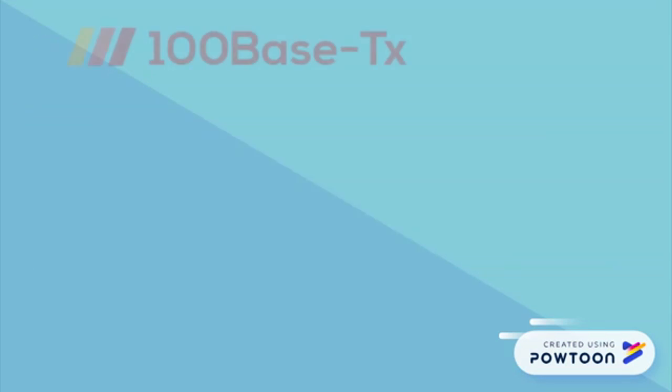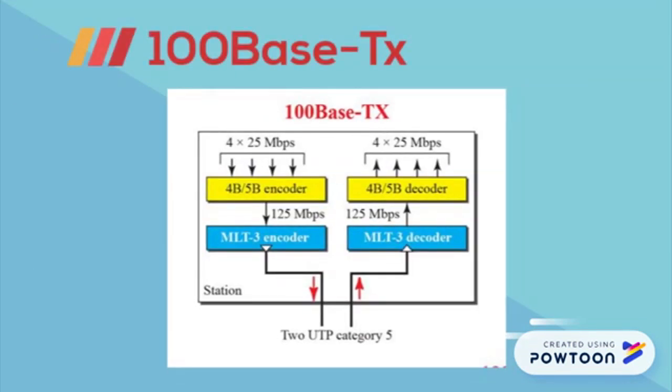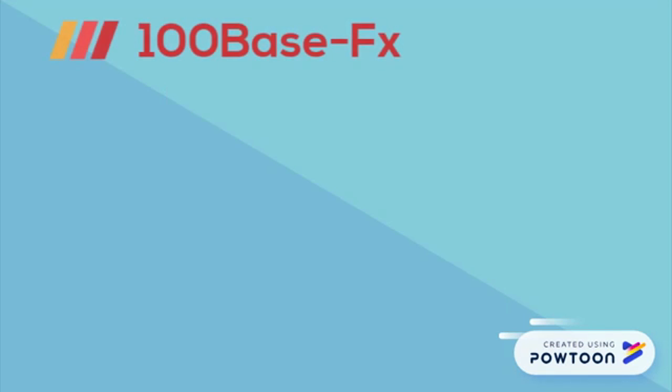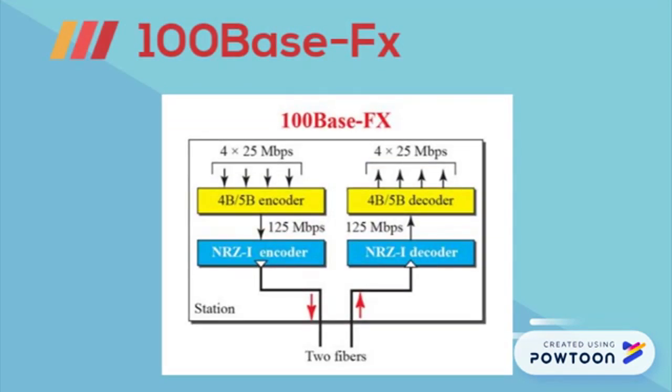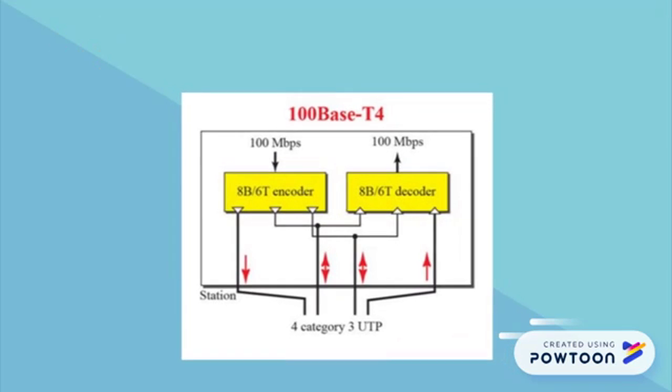Implementations of Fast Ethernet, among others, are number 1, 100Base-TX, number 2, 100Base-FX, number 3, 100Base-T4.